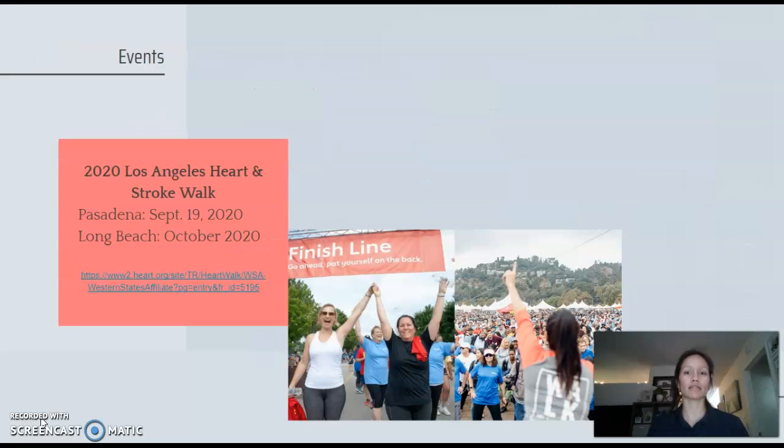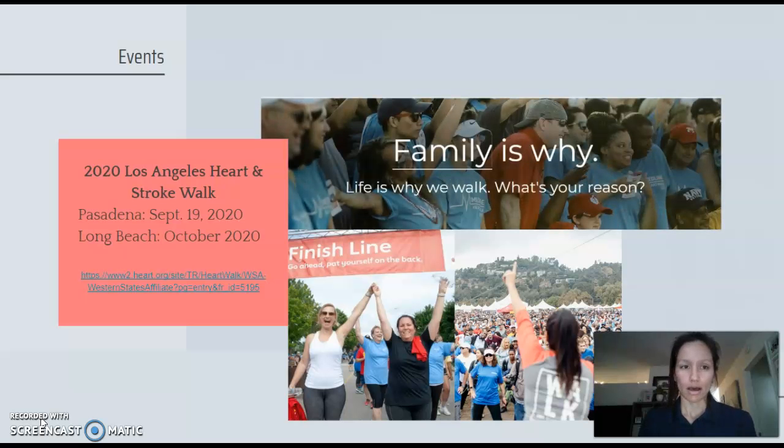One of the events that is coming up, though a lot of them have been postponed or are to be determined, is one of the more recent ones I found, the Los Angeles Heart and Stroke Walk. There's one happening in Pasadena and one in Long Beach. That link there is a direct link to the Los Angeles Heart and Stroke Walk. If you're participating in the Heart Walk, you are raising funds for science, and that science can teach us how to live longer and be healthy for good.